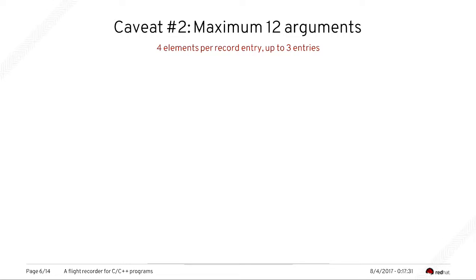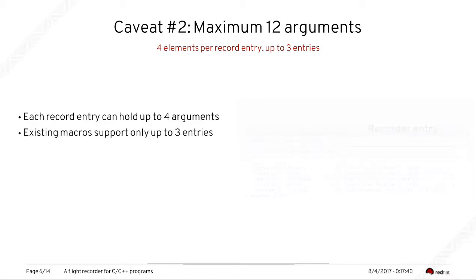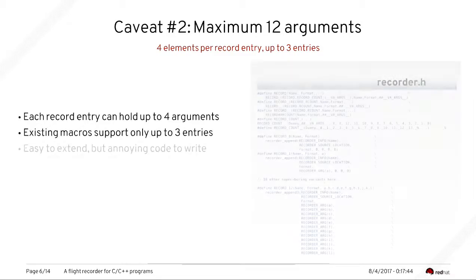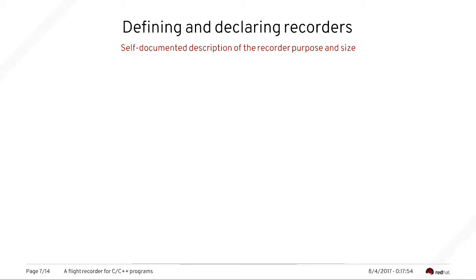Another caveat is that there is a maximum of 12 arguments. There are 4 arguments per record entry. You see the args field here has 4 possible values. The existing macros support up to only 3 entries, so that's 12 arguments. Now this is easy to extend, but it's annoying code to write, and I did not find that many use cases for more than 12 arguments.